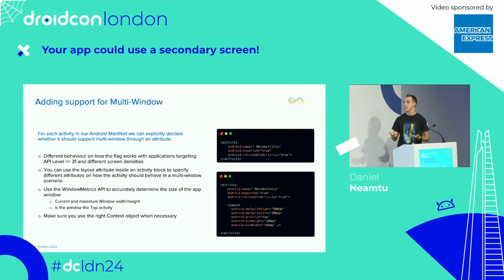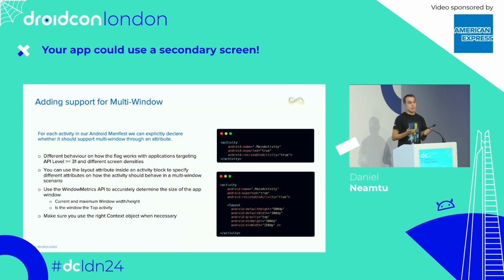I mean, the behavior of this attribute, how it's being used on applications targeting API level 31 or major. Essentially, if the application is being run on a display with a screen density of more than 600 dps, and the resizable activity attribute is set to true, then it's not going to specify if it supports multi-window, but it would just specify if the application can be resized.